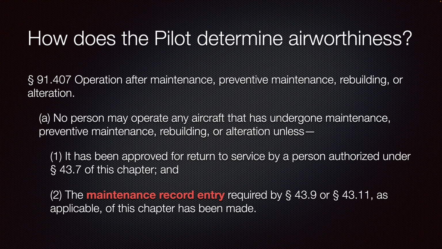So how does the pilot determine that the aircraft is airworthy? Well, the federal regulations, and this was Part 91 here, says that after maintenance or any preventive maintenance or alteration, a maintenance record has to be entered into some kind of logbook. There's a lot of details about how this is done and what needs to be included, but the pilot in command has to look through these logbooks to determine if all of the proper maintenance has been done.